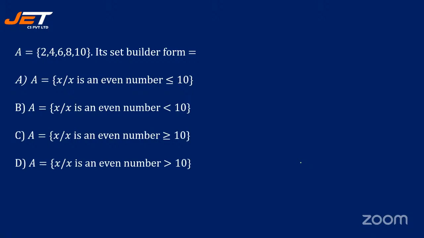Alright, probably with this question, we'll wind up for the class today. A is equal to 2, 4, 6, 8, 10. Its set builder form is dash. X such that x is an even number which is less than or equal to 10. X such that x is an even number less than 10. X such that x is an even number greater than or equal to 10. X such that x is an even number which is greater than 10. It cannot be greater than 10, it cannot be greater than or equal to 10. It is an even number less than or equal to 10. So your option A must be the correct option.